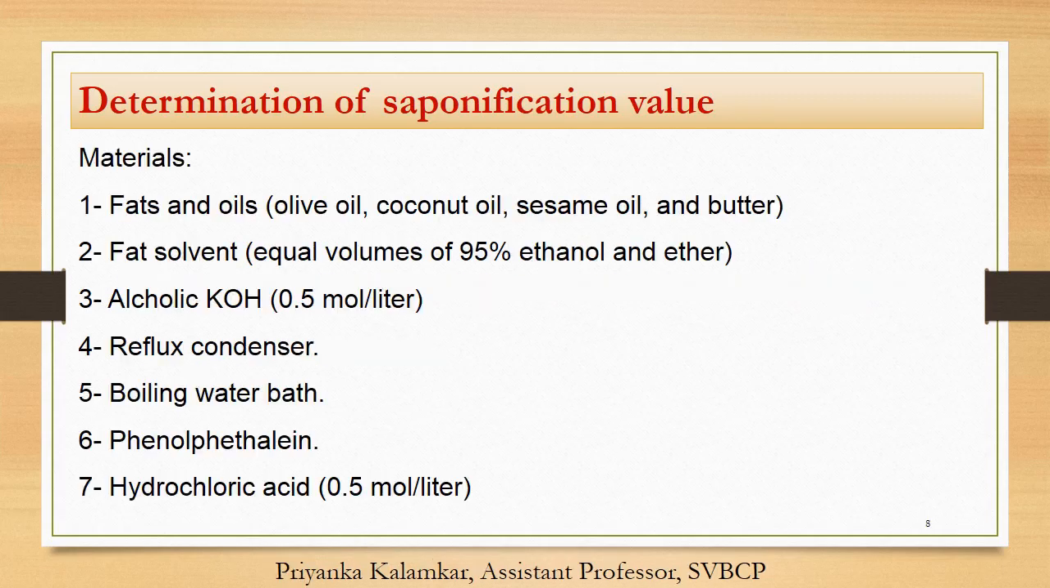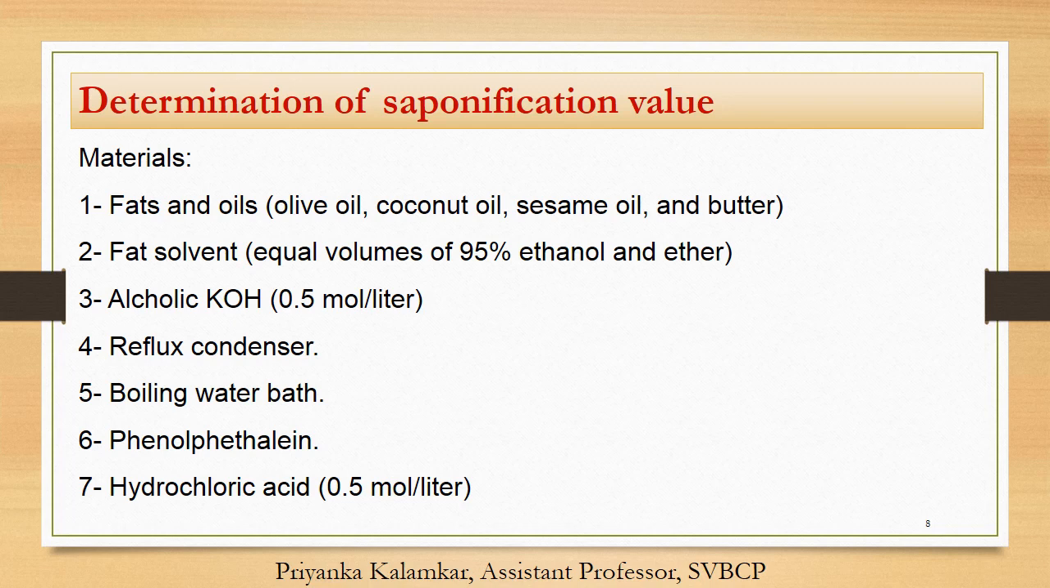Now, what are the things you need for this? I need fat and oil, that is the sample. I need a fat solvent to dissolve that sample into it. Then we need alcoholic KOH for saponification. I need a reflux condenser and a boiling water bath so that I can carry out that heating process. I need phenolphthalein as an indicator, as it is a type of acid-base titration. I need hydrochloric acid as the titrant.